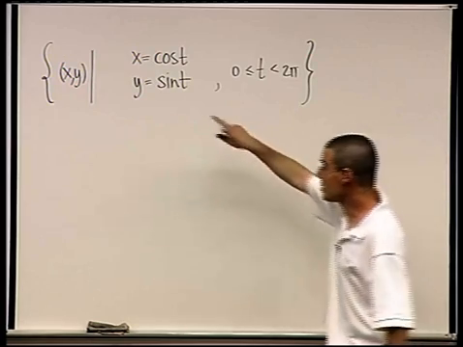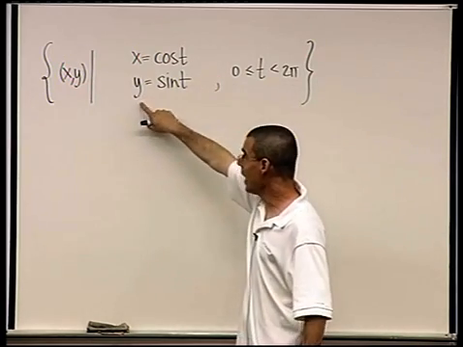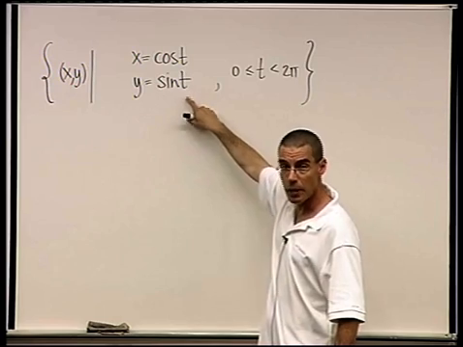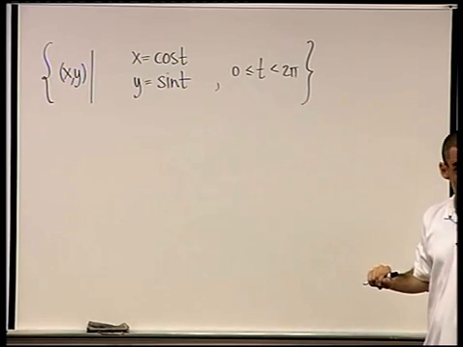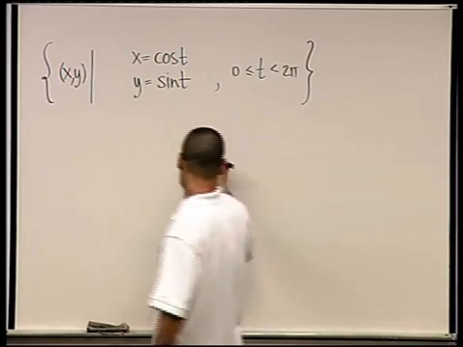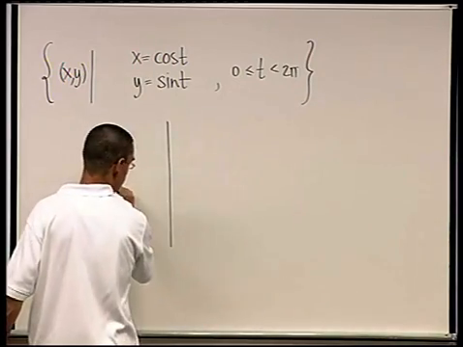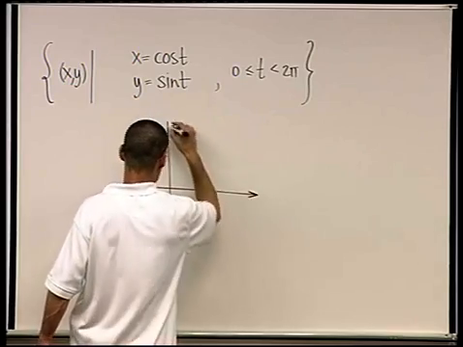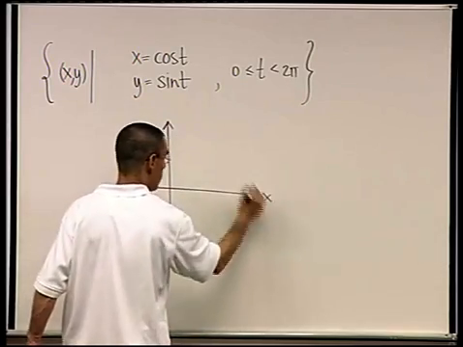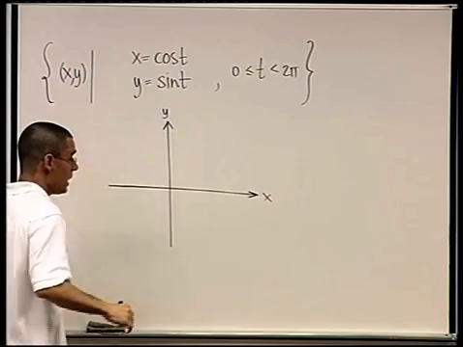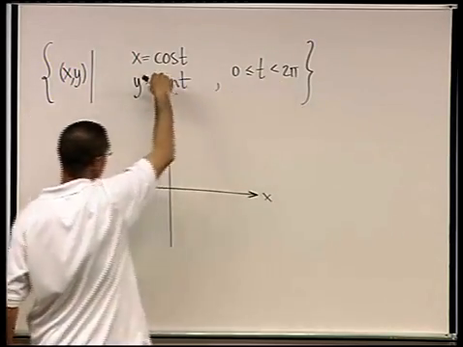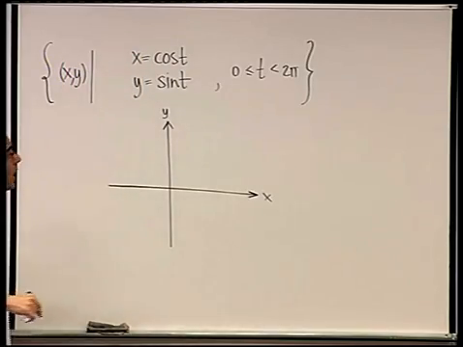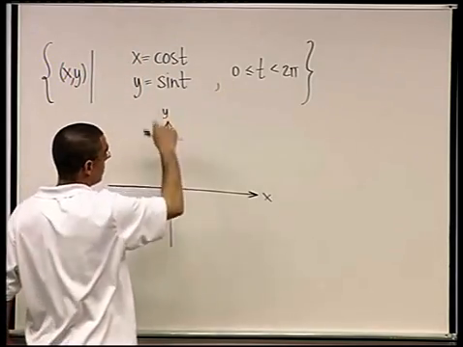Okay? So x of t is cosine t, y of t is sine t, and we're looking for all the points that satisfy such an equation. Okay? So let's try to figure out what this is. So it's a planar curve. I'm drawing the xy plane. And I'm starting to run the parameter from 0 all the way up to 2 pi and see what points do I get. So for example, when t equals 0, what do I get?